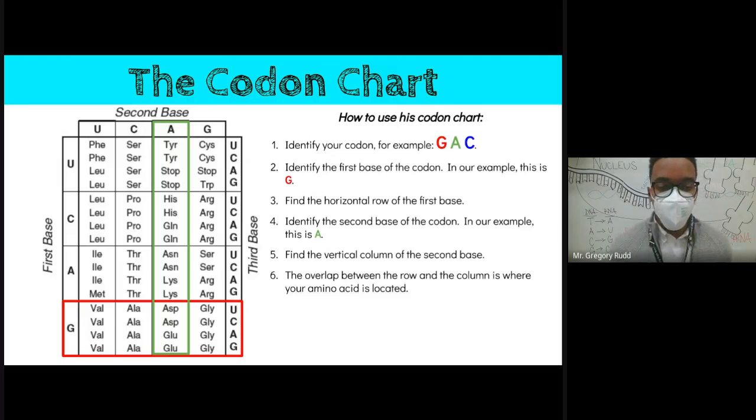So we're only looking at the overlap of the row and the column. Now we're limited to only two options. What are the two possible amino acids now? You can just give me their abbreviations. What are the only two possible amino acids? Good. The only two possible amino acids are ASP and GLU.